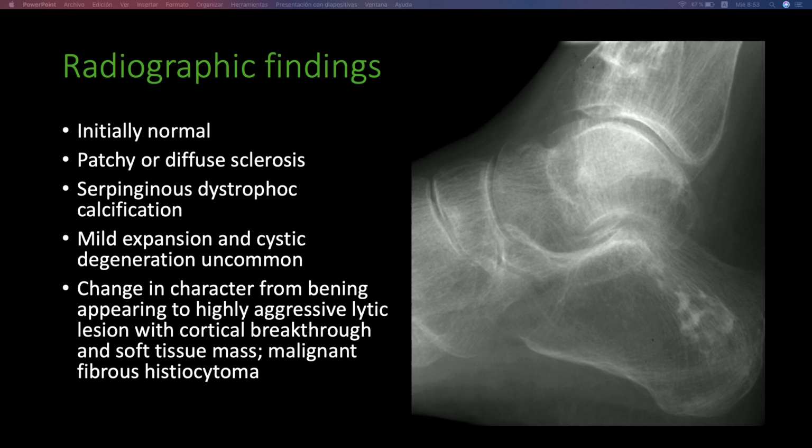This lateral X-ray of the ankle shows the typical serpiginous pattern of the dystrophic calcification of the bone infarct. In this case, it's in the calcaneus and the distal tibia.